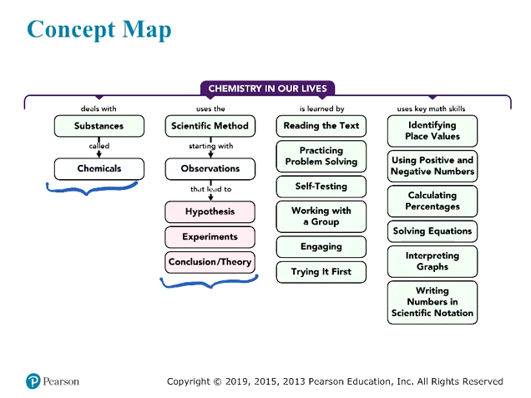And then finally, we talked about key math skills. So we went through what place values are, we reviewed positive and negative numbers, as well as percentages and solving equations. We also talked a little bit about interpreting graphs, and we'll get more practice with that later. And then finally, we talked about how to write numbers in scientific notation.